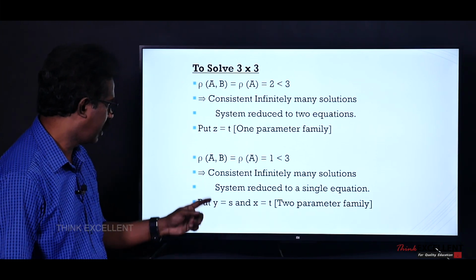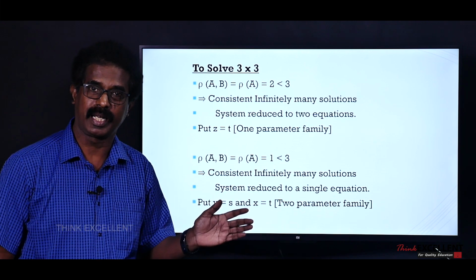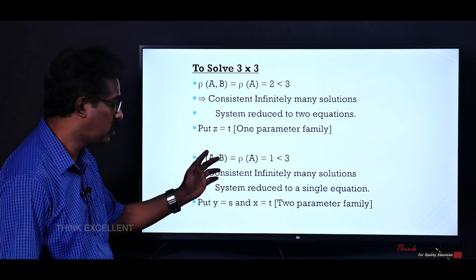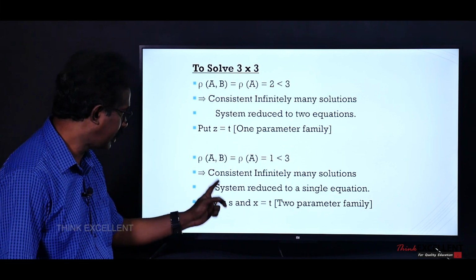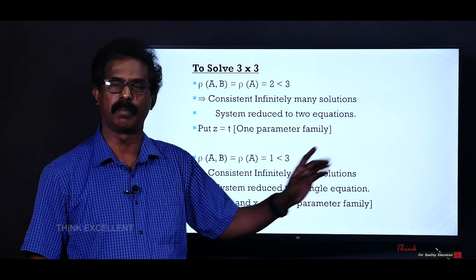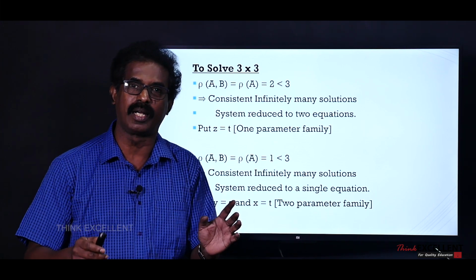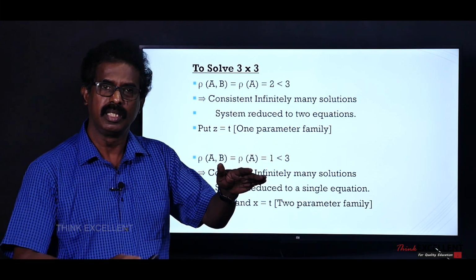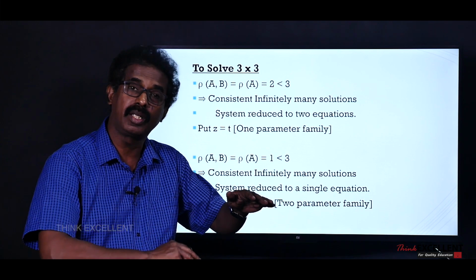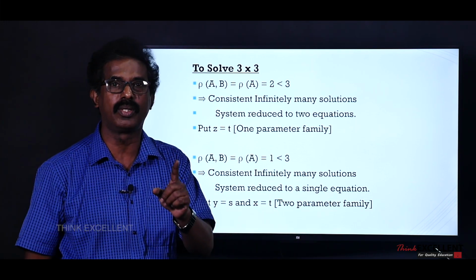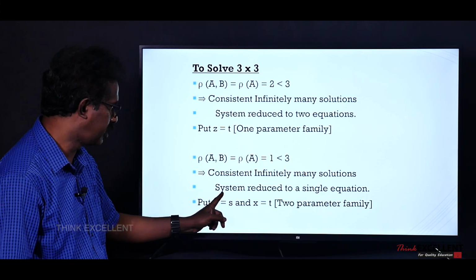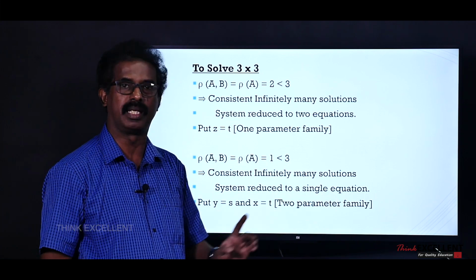But there is another case, the ranks may be 1, 1, right? If it is 2, 2, okay. If it is 1, 1, again it is less than the number of unknowns, consistent, infinitely many solutions. But listen, when we say the rank is 1, it means second row fully 0, third row also fully 0, you will get only 1 equation. But there are 3 unknowns, you will get only 1 equation. The system reduced to a single equation.